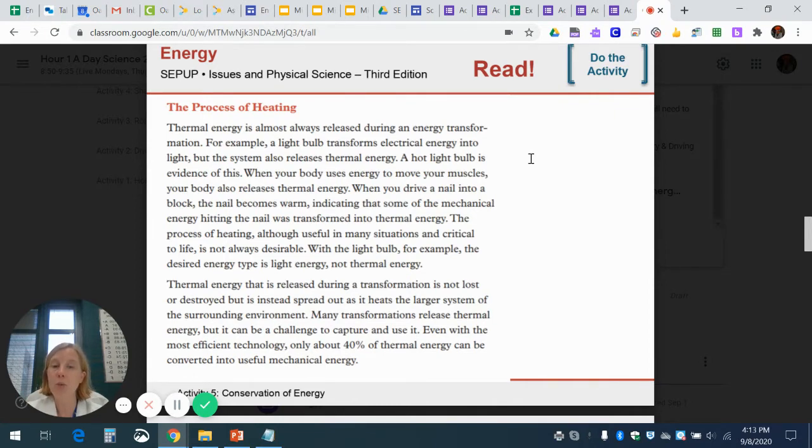Many transformations release thermal energy, but it can be a challenge to capture and use it. Even with the most efficient technology, only about 40% of thermal energy can be converted into useful mechanical energy.